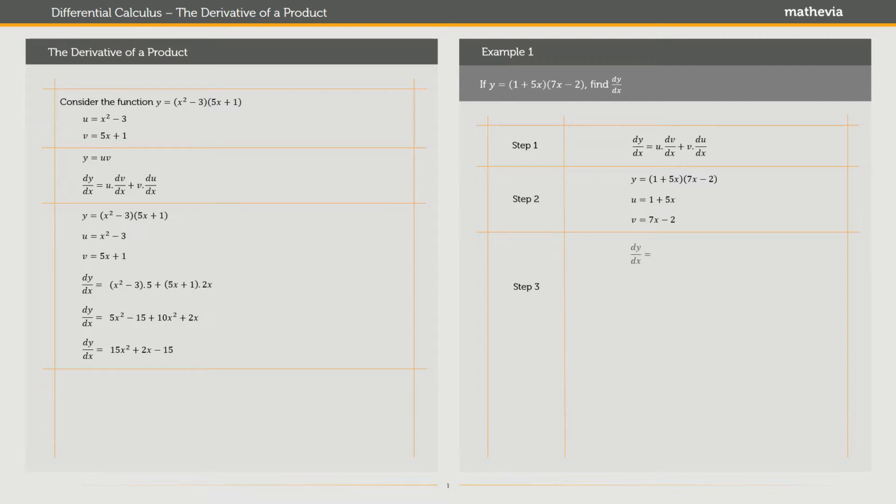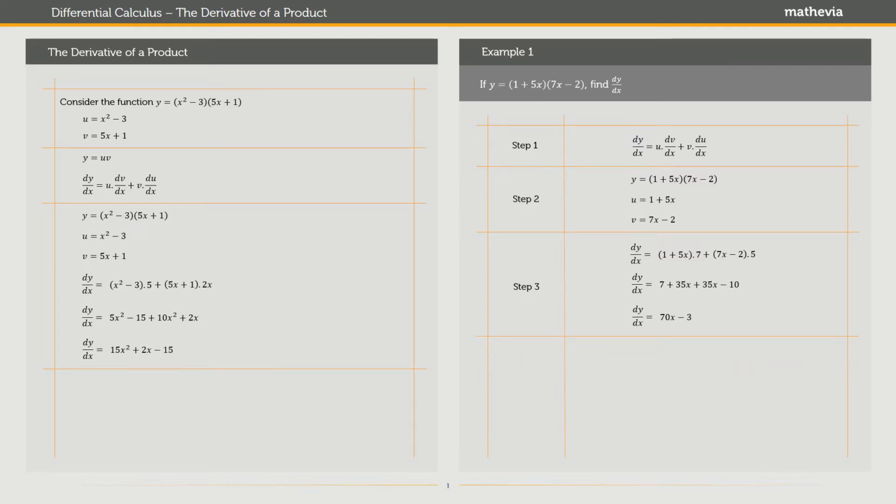If we put those into our formula, we have that dy/dx is: keep u constant, 1 plus 5x, multiplied by the derivative of v, 7x minus 2. If you differentiate that, you have 7, plus keep v constant, 7x minus 2, differentiate u, and you have 5. When you differentiate 1 plus 5x, you have 5, and you simply expand that out and you end up with a final answer of 70x minus 3.